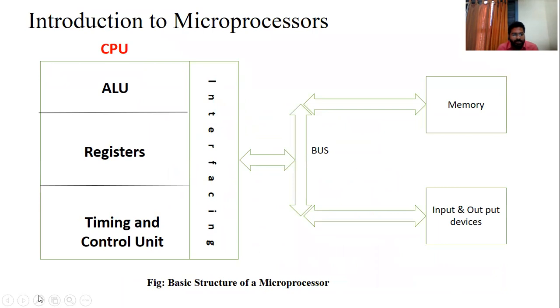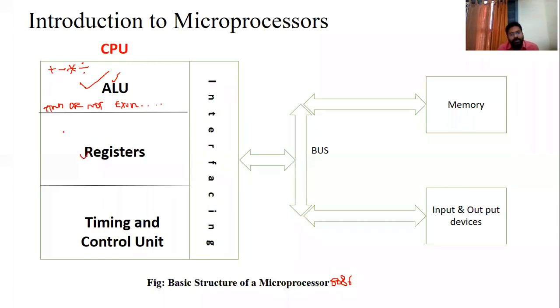Okay, now see this. This is the basic structure of the 8086 microprocessor. It has an ALU, the arithmetic and logical unit. Arithmetic can perform addition, subtraction, multiplication, and division operations. Then it has the logical operations: AND, OR, NOT, XOR, and so on. It can perform different types of logical operations.